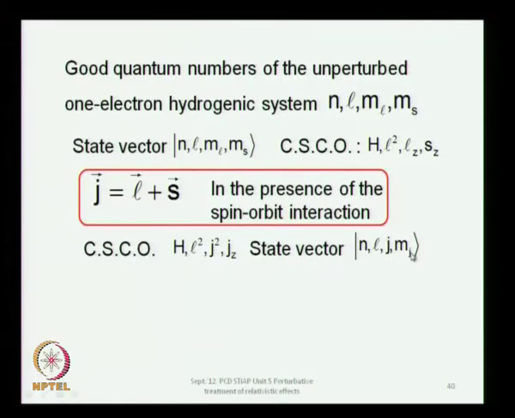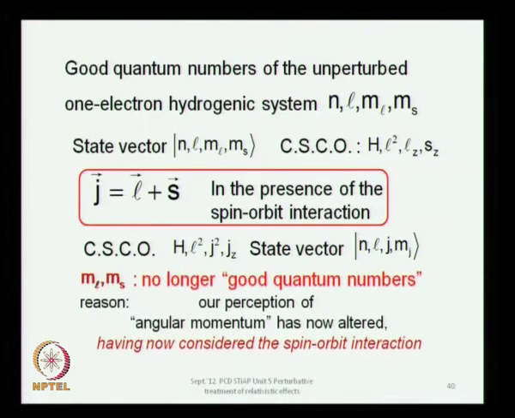So what we are going to do is to use the n, l, j, mj basis to do this problem, and the complete set of commuting operators whose eigenvalues will give us the appropriate basis set are H, L squared, J squared and Jz, and this is the basis that we will use to deal with the spin orbit correction. Now ml, ms are no longer good quantum numbers.